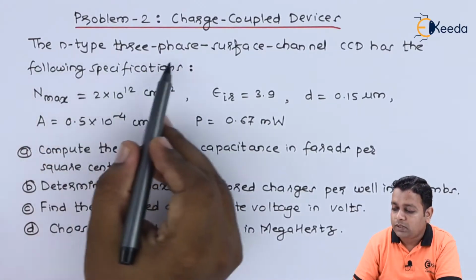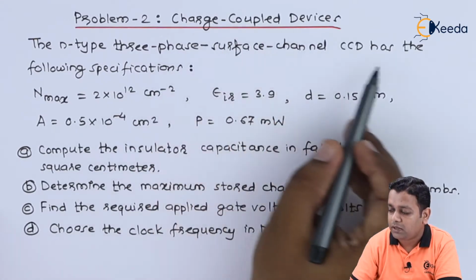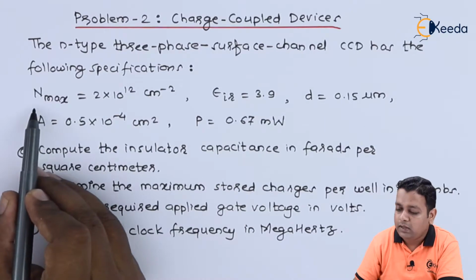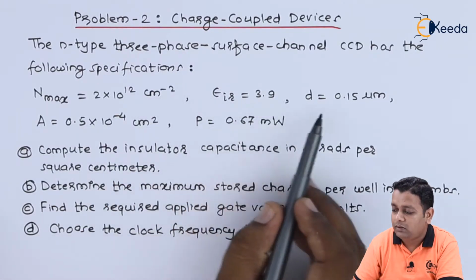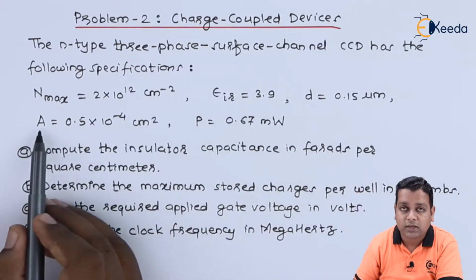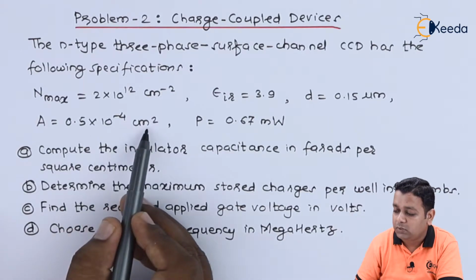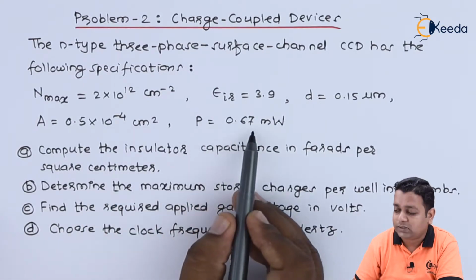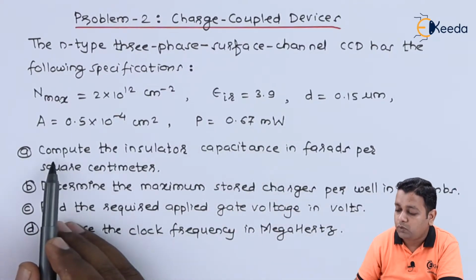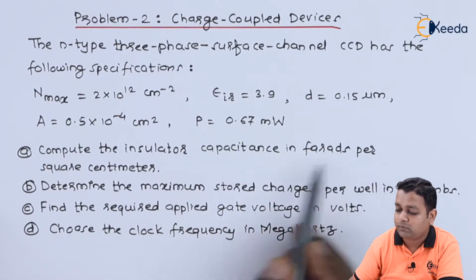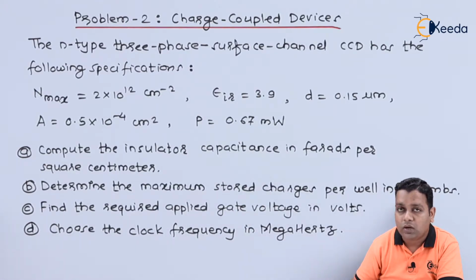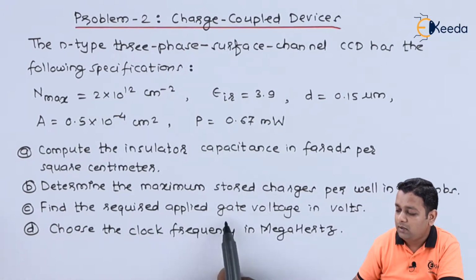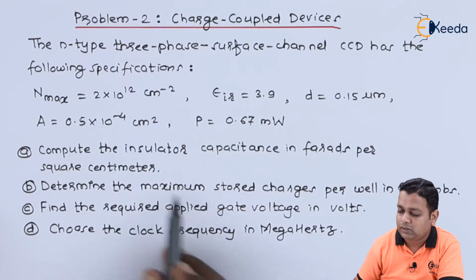It is an N-type 3-phase surface channel CCD, where CCD stands for charge coupled devices, with the following specifications: Nmax is equal to 2 into 10 raised to power 12 per centimeter square, epsilon suffix IR is equal to 3.9, D is equal to 0.15 micrometer, A is equal to 0.5 into 10 raised to power minus 4 centimeter square, P is equal to 0.67 milliwatts. In part A, we are asked to compute the insulator capacitance in farads per square centimeter. In B, determine the maximum stored charge per well in coulombs. In C, find the required applied gate voltage in volts. And in D, choose the clock frequency in megahertz.